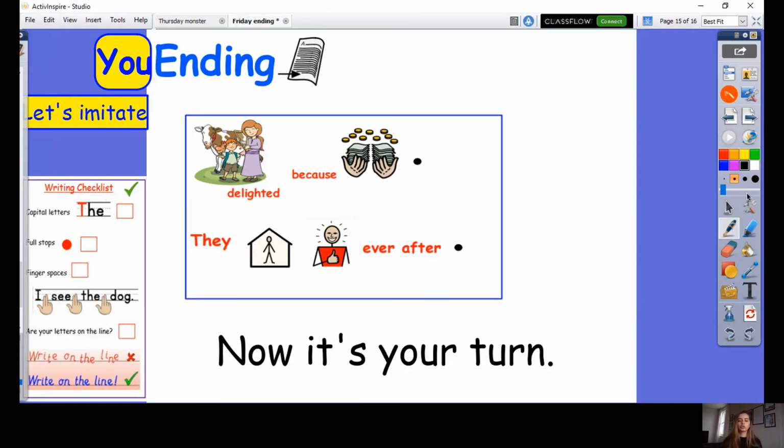Now it is your go to write your ending. This is the last piece of your story, so make sure you're really taking pride in your work, writing on the line, trying really hard with your handwriting, starting at the margin and writing all the way to the end of the line. You are going to use a story map here on the screen once you pause the video, and after you have finished, you are going to use a writing checklist to edit your work afterwards.